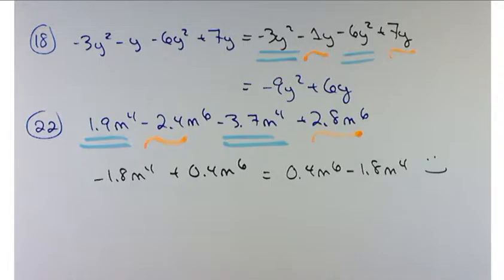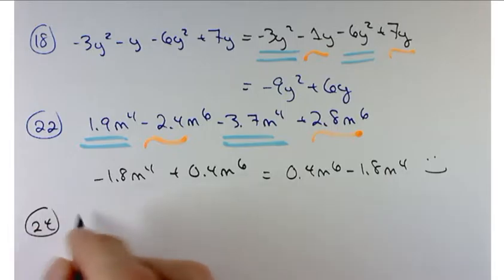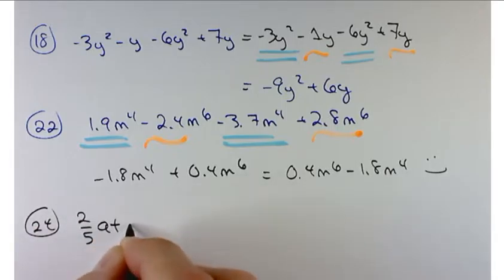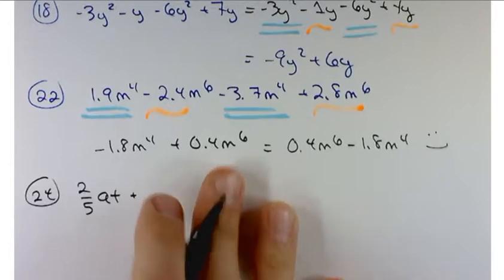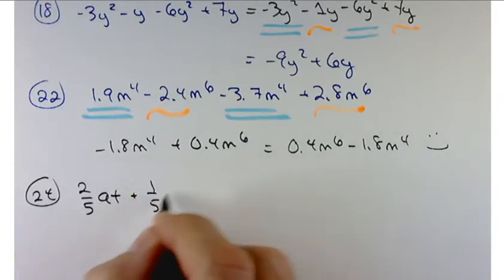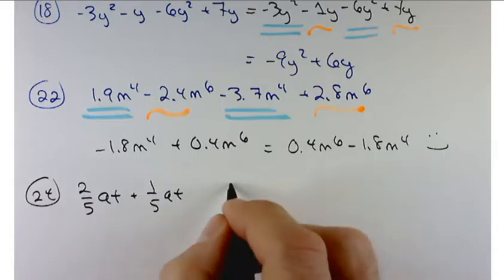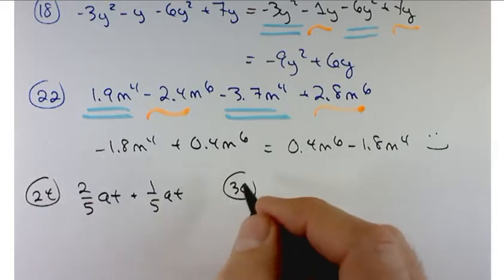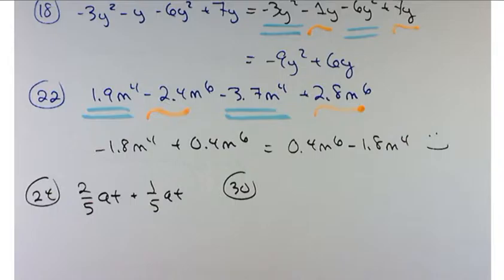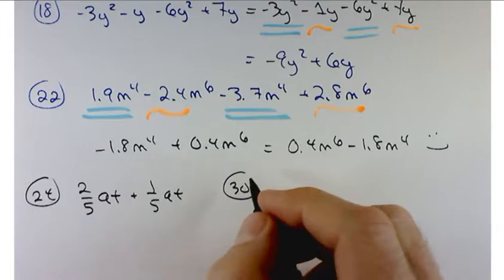Let's try a few more. Problems number 24 and 30. 24 is 2/5 AT plus 1/5 AT. I think I might write 30 with X's as opposed to T's. I'm just not a big fan of T's because T's look too much like pluses, at least in my chicken scratch. So let's write problem 30 with X's.